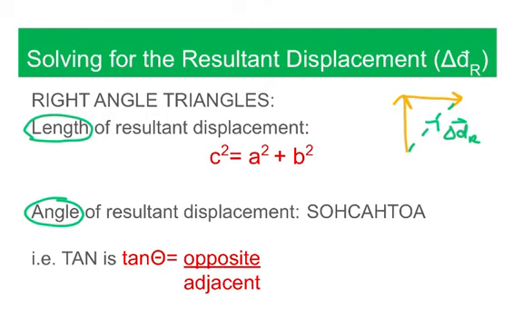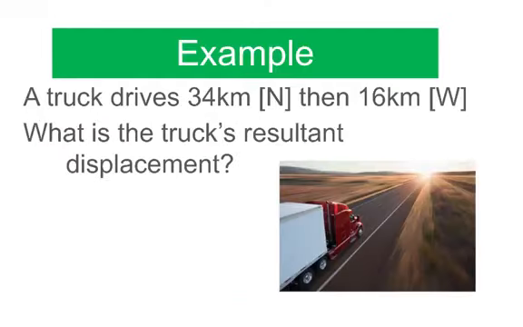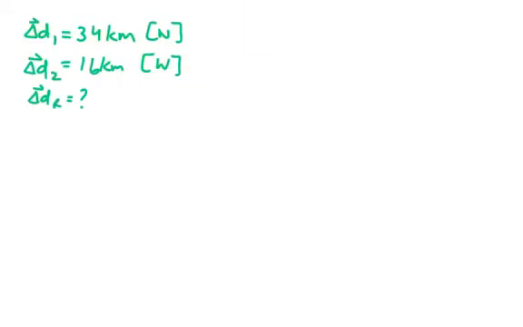Then we'll put the two pieces together to write our delta dr. Let's try an example. A truck drives 34 kilometers north, then 16 kilometers west. What is the truck's resultant displacement? So these are our vectors, and let's start with our compass and our scale.